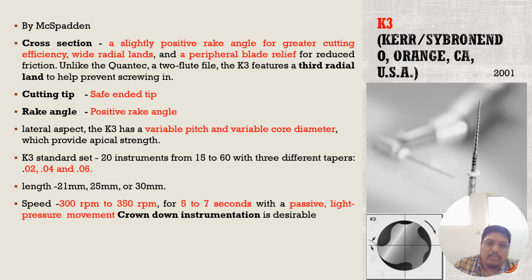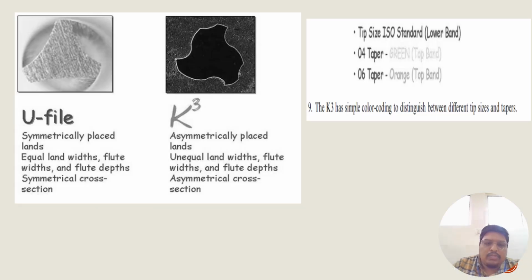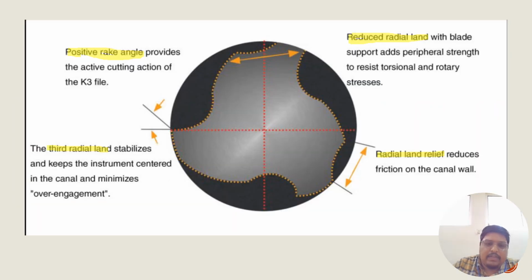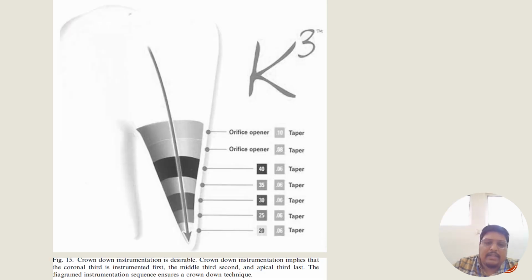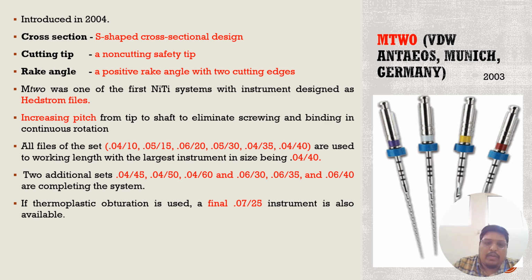Second generation files, which include K3, have unique cross-section designs, 0.02 to 0.04 of the region. U file, K3 files of the region: positive rake angle, reduced rake angle, radial land relief, and third radial land stabilizes the regions. K3 is one of the good file systems, followed by M2, which is VDW.